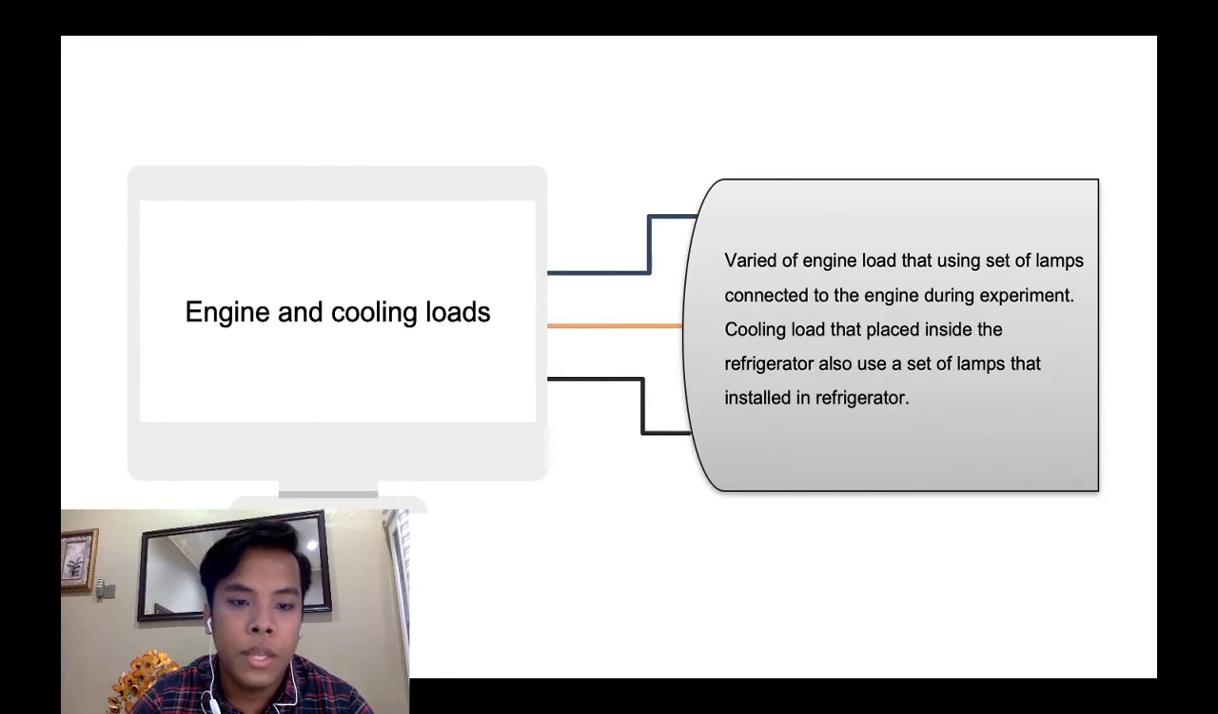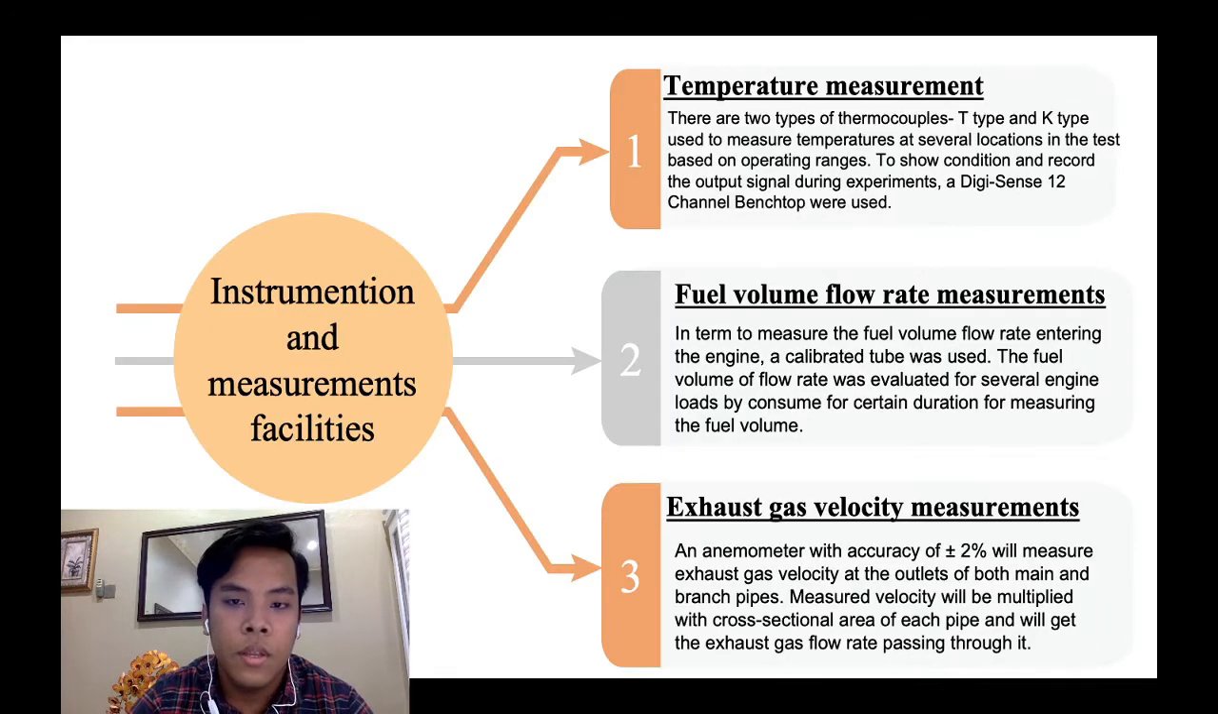Now the engine and cooling loads. For a variety of engine loads, a set of lamps connected to the engine was used during the experiment. The cooling load placed inside the refrigerator also uses a set of lamps installed in the refrigerator. Then there are the instrumentation and measurement facilities in the test rig.